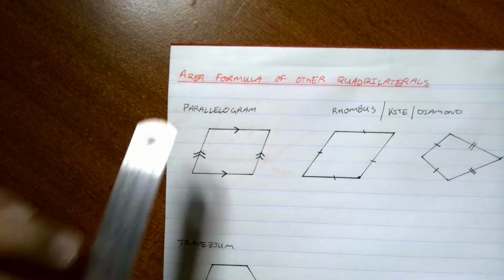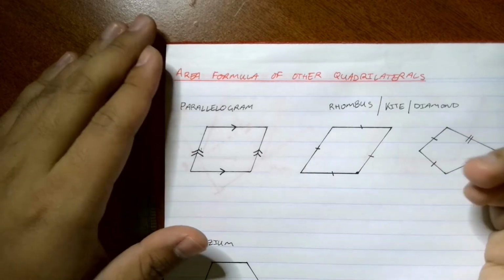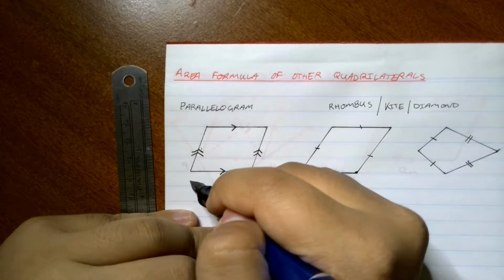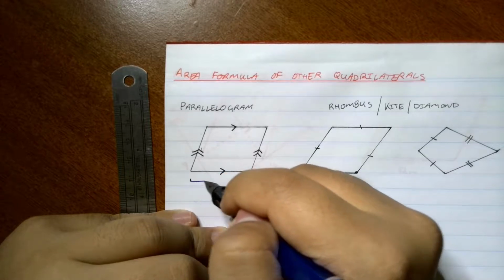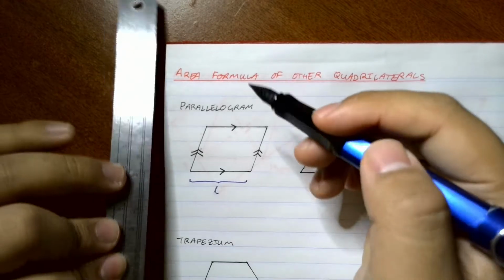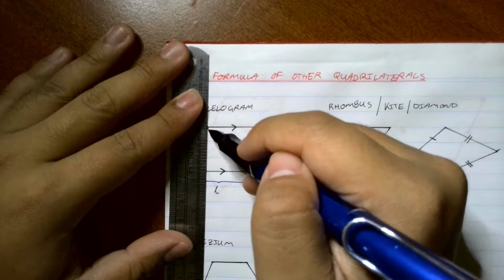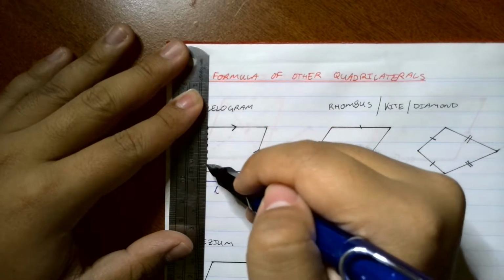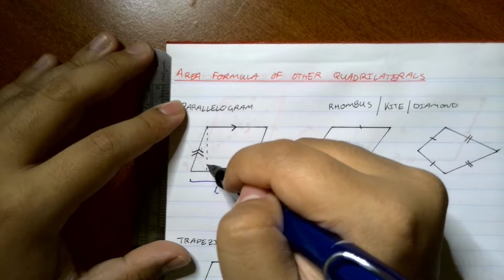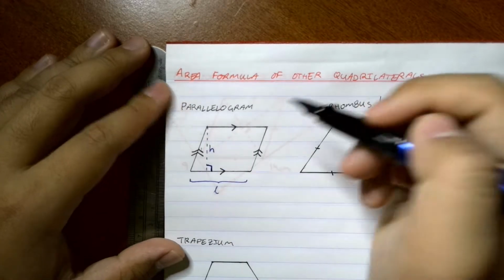With the parallelogram, the two dimensions that we need to measure are its length. So let's give this a label. That is L for length, and we actually need its height. A little dotted line here. And notice how its height is perpendicular to its length. So that's H for height.